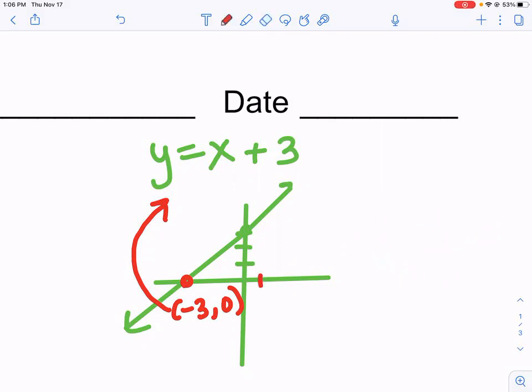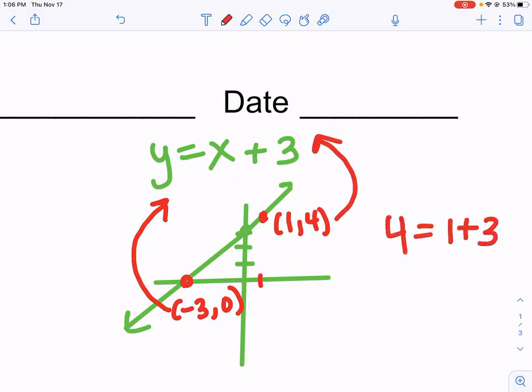Here's another coordinate. 1, 4. What happens when I plug it in? 1 + 3 = 4. Oh my gosh. That's crazy. Okay, so every single coordinate that I pick, what's going to happen when I plug it in? It's going to be a true statement. Okay, so let's come back to this picture.